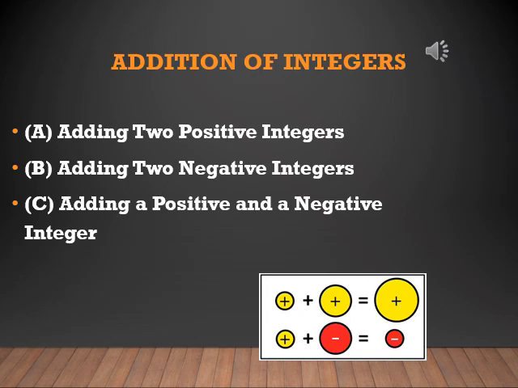While adding integers, if the signs are the same, we add and keep the same sign. If the signs are different, we subtract and keep the sign of the bigger integer.